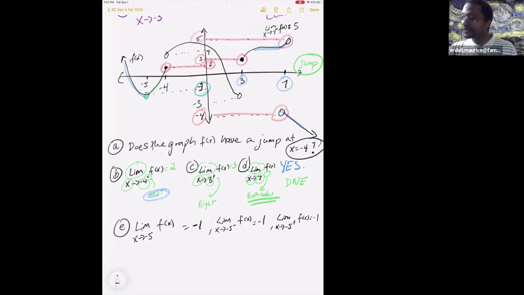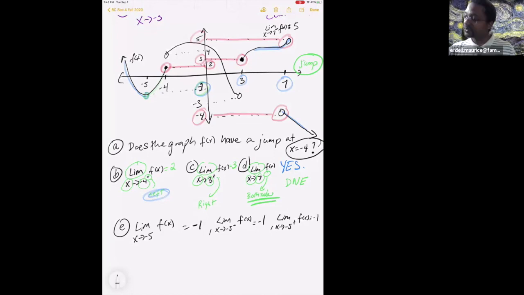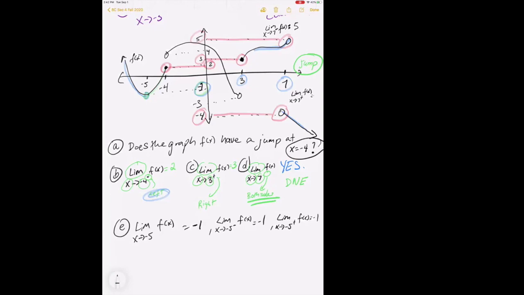See, even though there's an open circle right here, the answer is still 5, correct? Remember, the open circle does not play a role in our answer here. Now, if I ask the same question, but this time from the other side, the limit as x approaches 7 from the right, what would that answer be? That answer would be -4, correct?